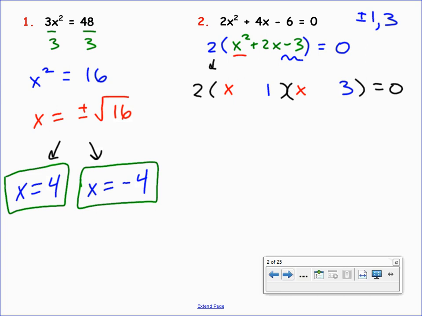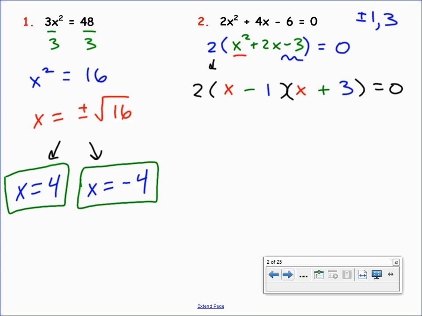So what does that tell me about the signs of my binomial? If my last number is negative, what does that tell me about the operations of my binomials? Will it be the same operation or opposite operation? Ian? Opposite. Opposite, good. So we need to go ahead and decide what placement will result in an outer and inner product that sum to give me this positive 2x. It looks like minus 1 and plus 3. Does that create an outer and inner product that now sums to give me the positive 2? Awesome. So we've got fully factored form, set equal to 0.